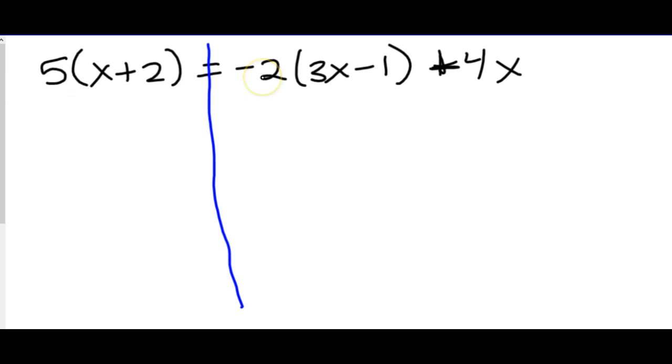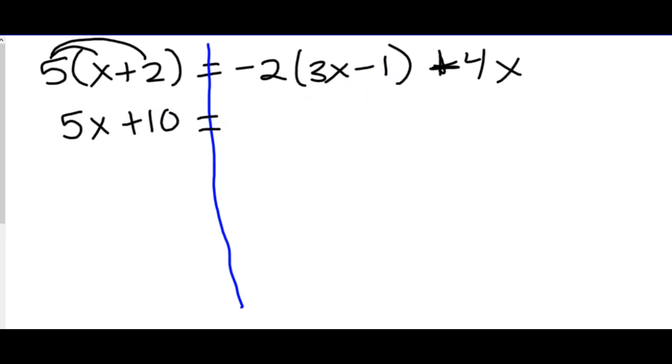So now this time, I cannot combine my like terms yet. I've got to take care of the parentheses. When we have a number in front of some parentheses, we have to multiply that number by everything inside of the parentheses, and that process is called distribution. 5 multiplied by x is just 5x. 5 multiplied by 2 is 10.